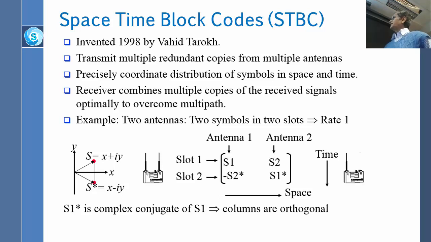So what you do is, if you have two antennas in two time slots, on the first antenna you send S1 in time slot 1, and on the second antenna you put S2 in time slot 1. In time slot 2, which is just following slot 1, you will be sending minus S2 star on antenna 1 and plus S1 star on antenna 2, where star is defined as complex conjugate. So X plus iY, the complex conjugate is X minus iY.